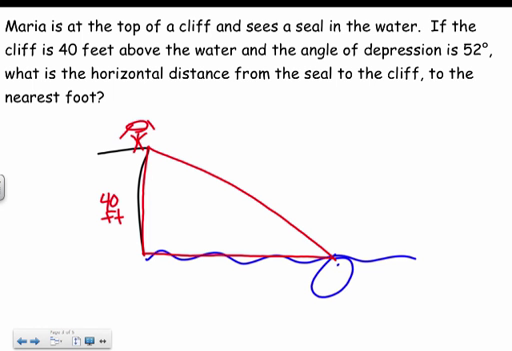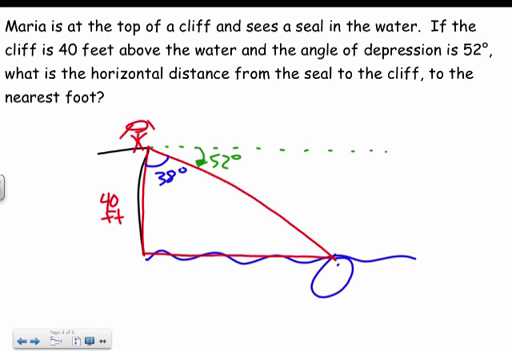Because what do we talk about in that first slide? Everything is based off of what? The horizontal. So you got to think about this horizontal right here. The angle of depression is based off of that. So this is 52 degrees for the angle of depression. So just be careful with the angle of depression. Because what does that make in my right triangle? That makes this angle, well, 90 minus 52, which gives me 38 degrees. So just be careful with that.